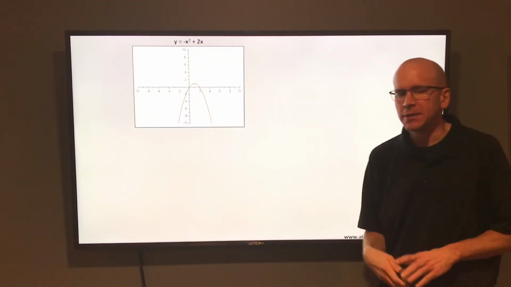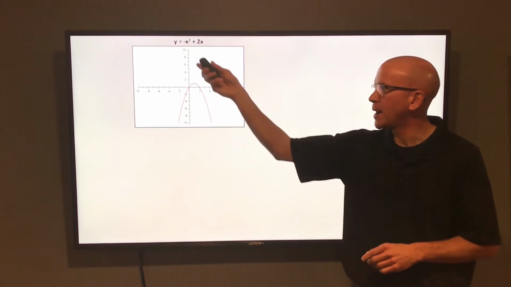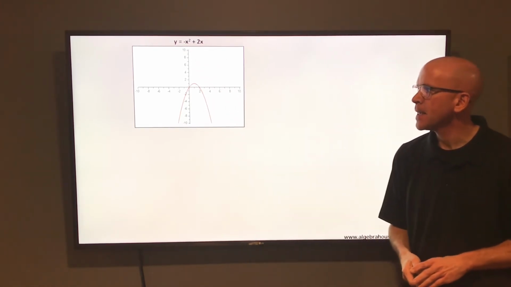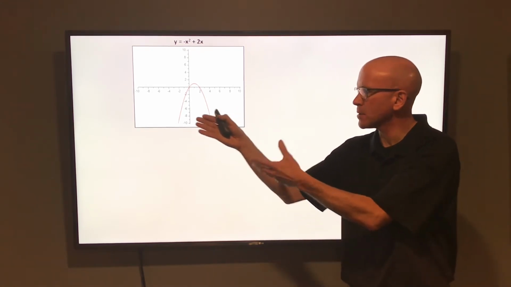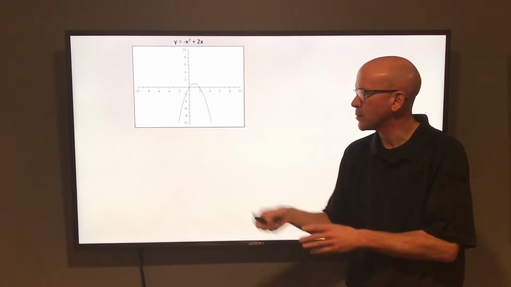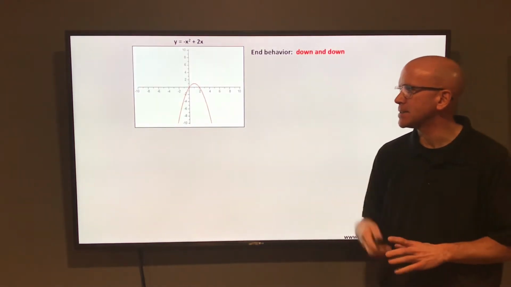You've seen graphs like this before. That is the graph of a quadratic equation. That is a parabola. It's the graph of y equals negative x squared plus 2x. As far as the end behavior goes, look on the left side, look on the right side. What does it look like on the left, and what does it look like on the right? So the graph looks down on the left and down on the right. So the end behavior you would state as down and down.